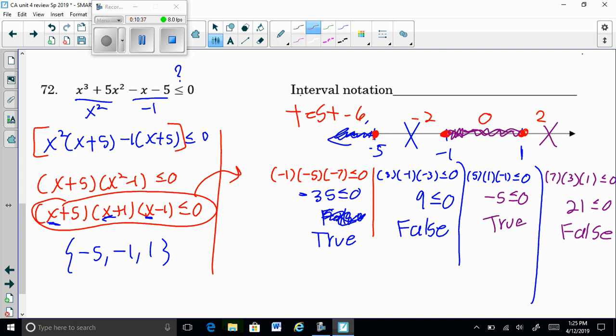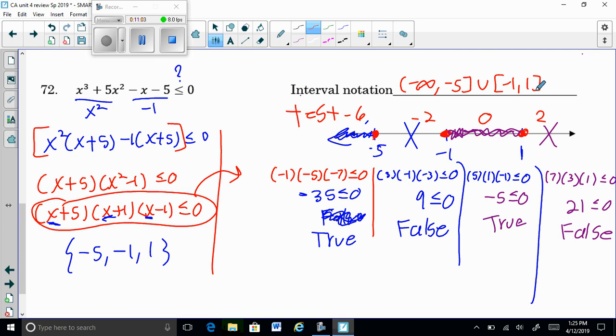And so your interval solution from here is going to be -infinity to -5, including it, union, then we're going to go from -1 to +1, and that's it. So if you plug in any of the numbers inside those two intervals, it will result in a true statement with your inequality.